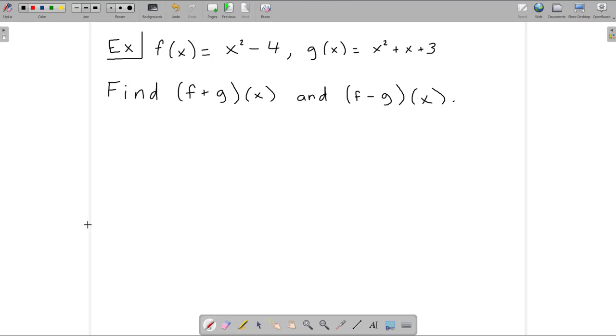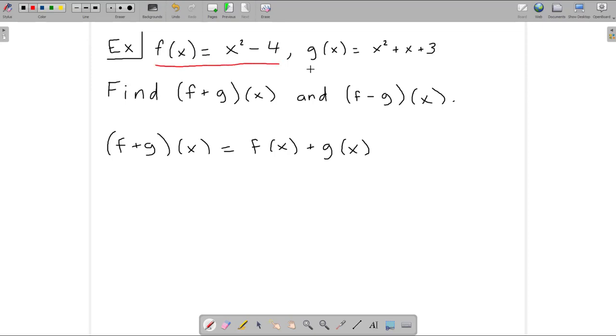So let's take a look at an example. Let's say I have f of x equals x squared minus 4, and g of x equals x squared plus x plus 3. And let's say we want to find f plus g of x and f minus g of x. So remember, f plus g of x works the way you think it does, f of x plus g of x. So all I need to do is take my functions, f of x and g of x, and plug in what they're equal to right here.